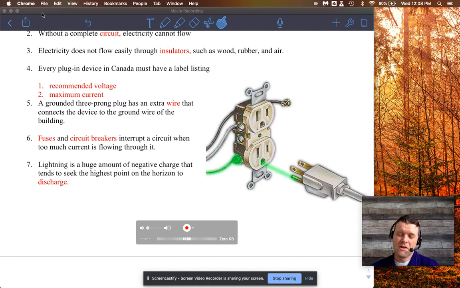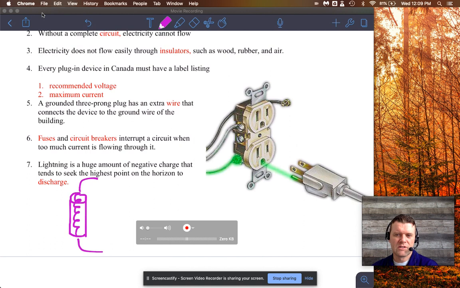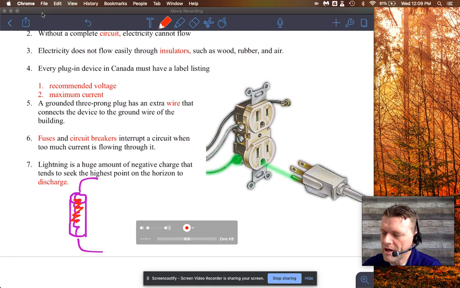Fuses and circuit breakers are another one. They're kind of fun. Most of the time, a fuse is just a cylinder like this, and inside the cylinder is a coil of wire, and that hooks up to the circuit like this. That coil of wire is designed to heat up if too much current is flowing. So if too much current starts flowing for some reason, this little wire heats up and then it breaks. It just burns right through. If it breaks, then the circuit is no longer complete, and then everything shuts off.